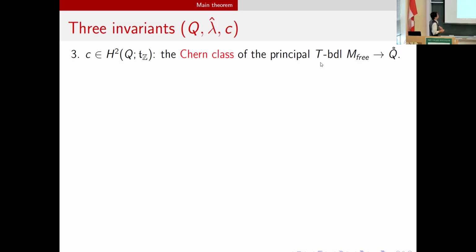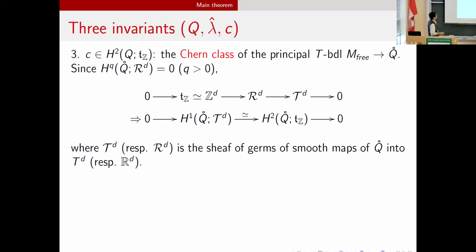And this principal T bundle determines some element of the second cohomology of Q with a lattice of the Lie algebra as coefficient. So how to determine it? It is probably a well-known definition. So now let's think about the short exact sequence of sheaves. This T_Z is a constant sheaf on Q ring, where Q ring is the interior of Q. And this R^d, the middle one, is the sheaf of germs of smooth maps from Q ring into R^d. Now Q ring is a manifold, so this is nothing but a collection of smooth functions on local charts.